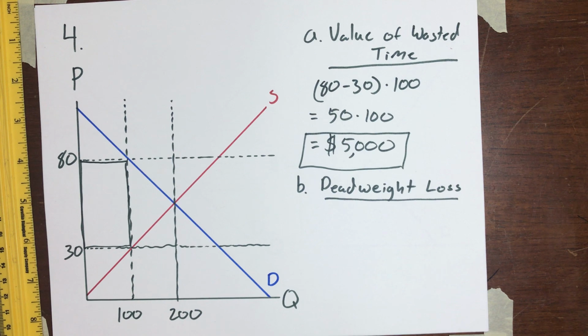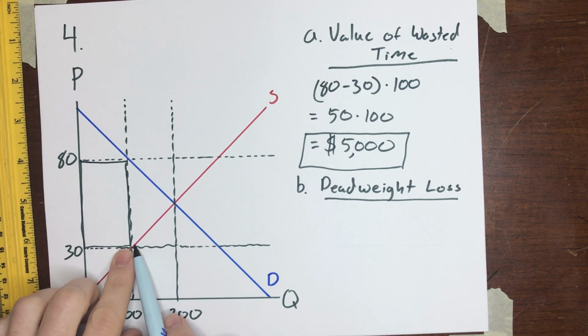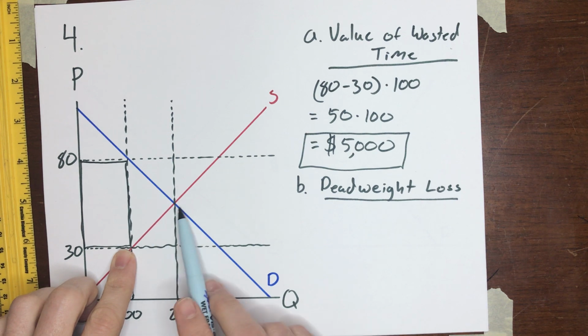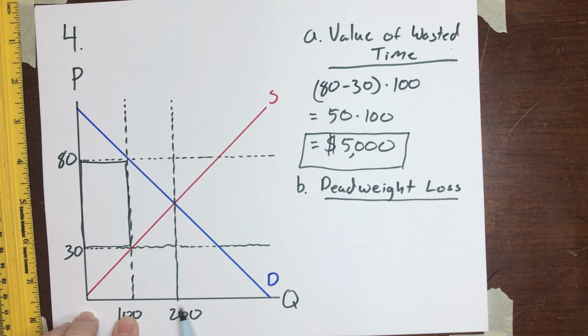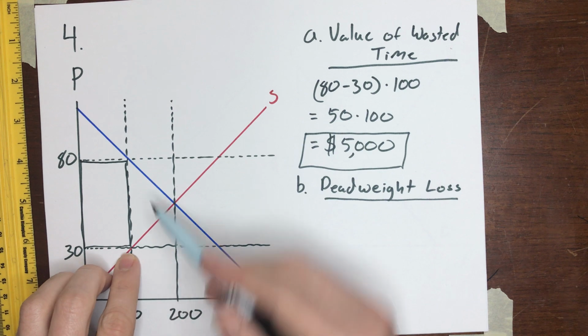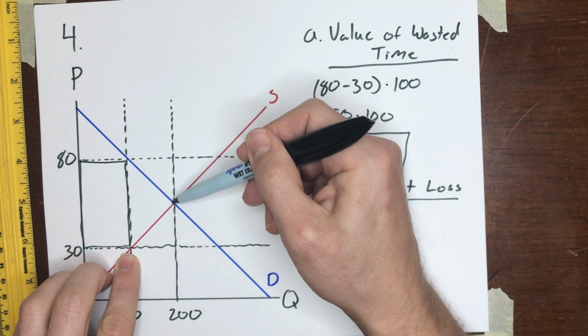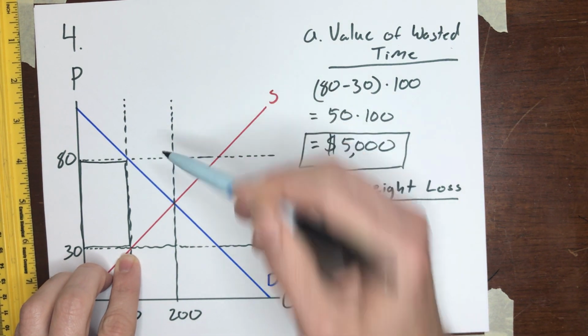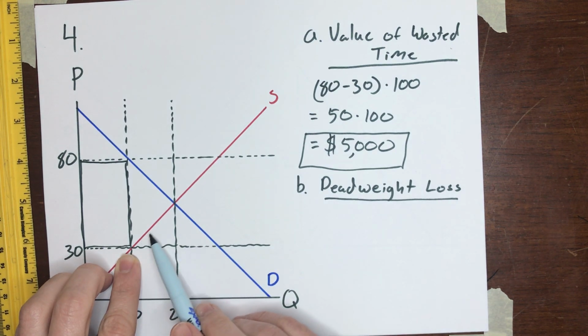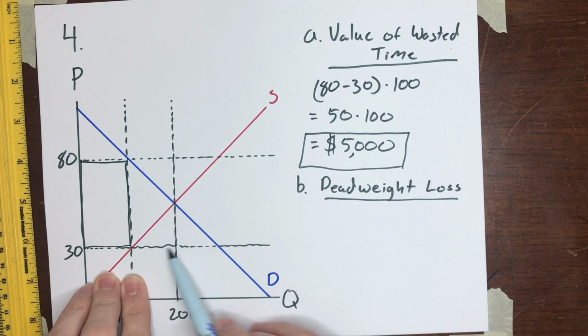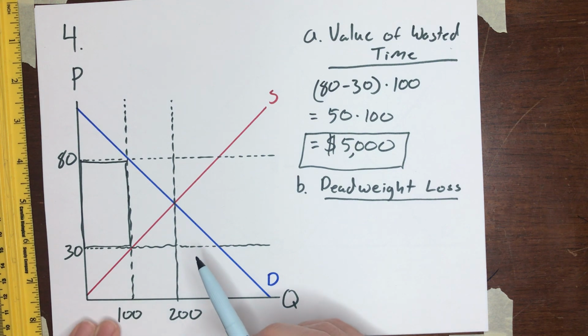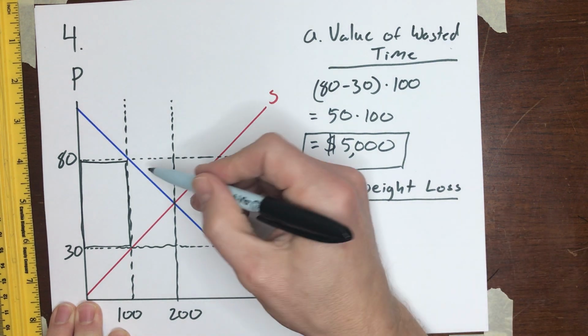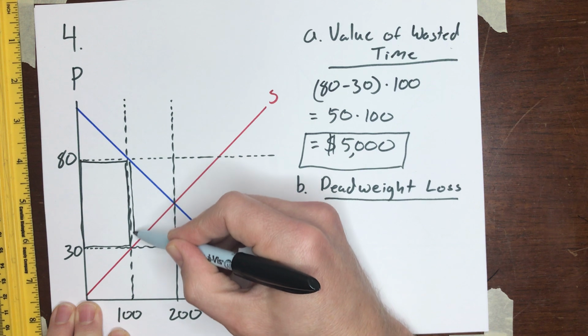Part B, what is the value of the lost gains from trade? The lost gains from trade, also known as the deadweight loss in this market, that's going to be the loss on these units that are no longer trading. So from unit 100 to 200, buyers would be willing to pay more than it costs the sellers to produce those units, but the sellers are not willing to produce them because the price they can sell them at is too low. They'd lose money on those transactions.